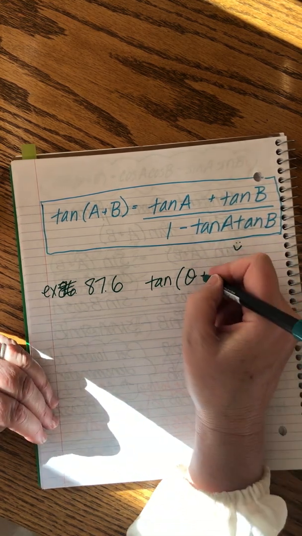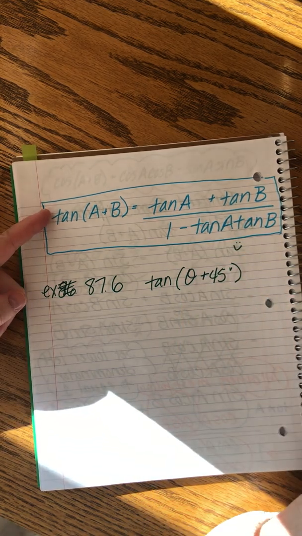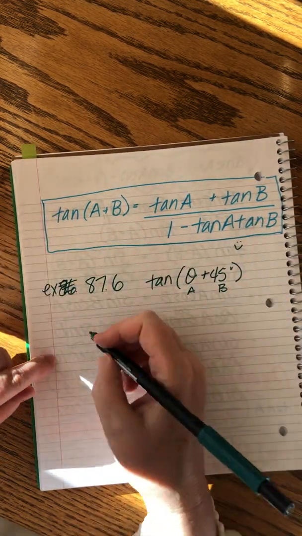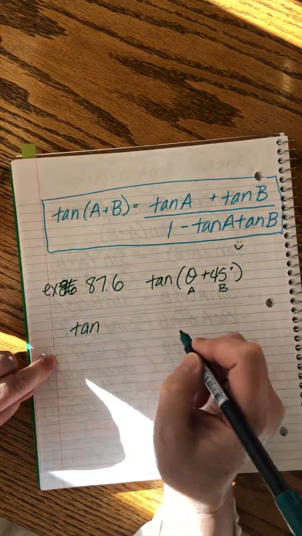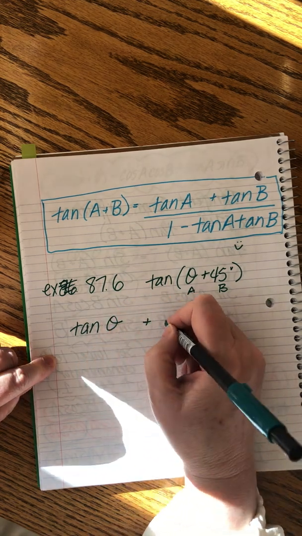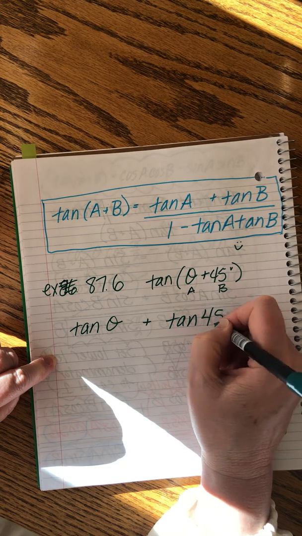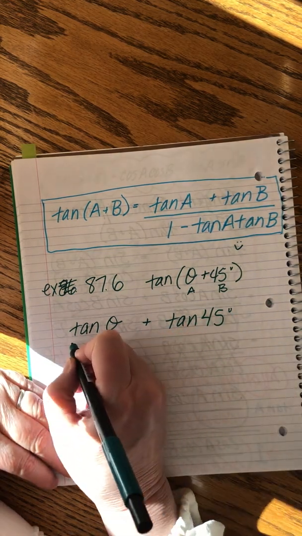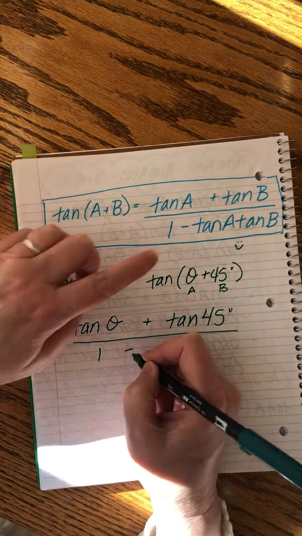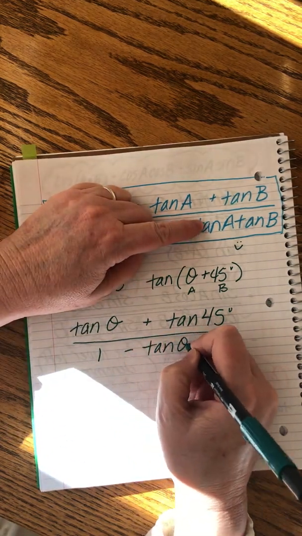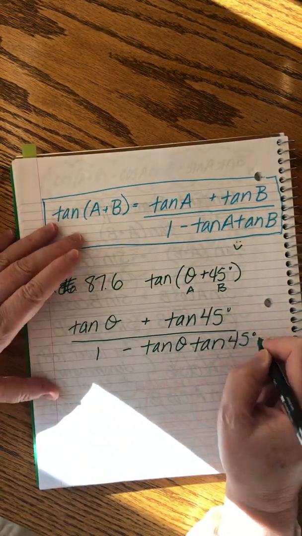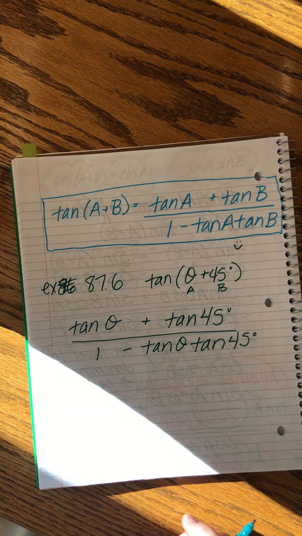Now, we've already got that identity ready and waiting for us because we just worked it through, right? So we can let this equal A and this equal B, and we can use this to factor. So it'll be the tangent of theta plus the tangent of 45 degrees, that we can pull off our unit circle in a few minutes, over 1 minus the tangent of theta times the tangent of B, which is 45 degrees.